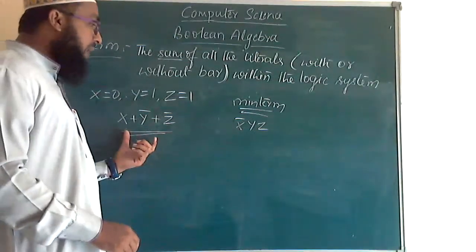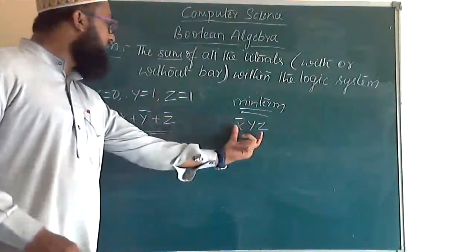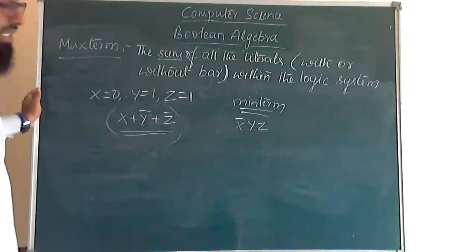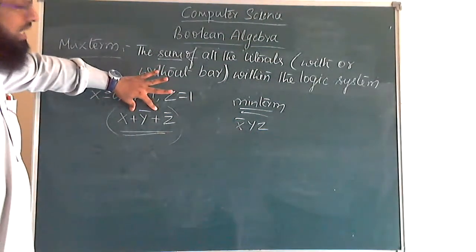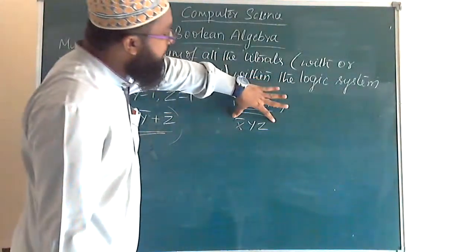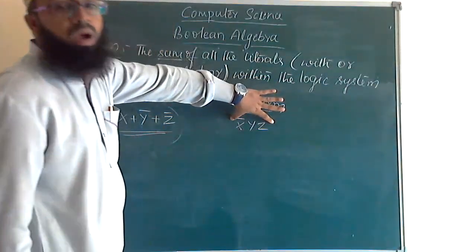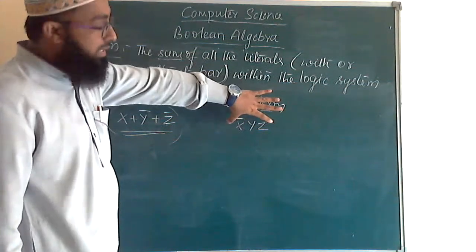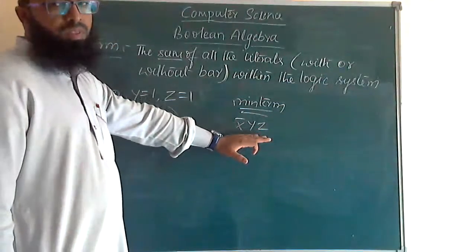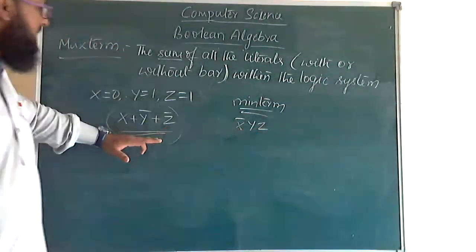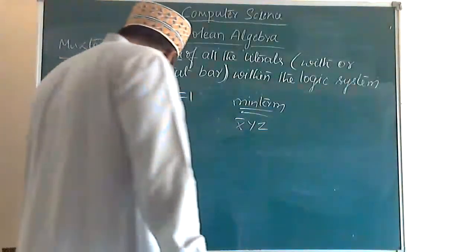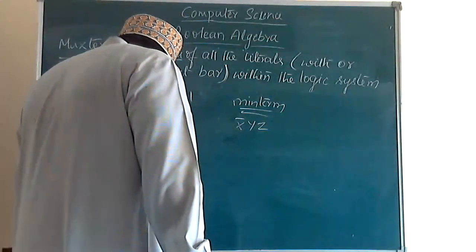This is called max term, and the difference between min term and max term is this. If any expression contains the literals with OR operator, that is called max term. If an expression contains the literals with AND operator, that is called min term. So this is the product of literals, and this is the sum of literals. Okay, the same way I will take one more example for your understanding purpose.